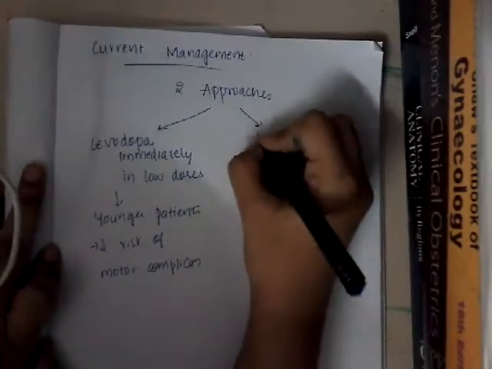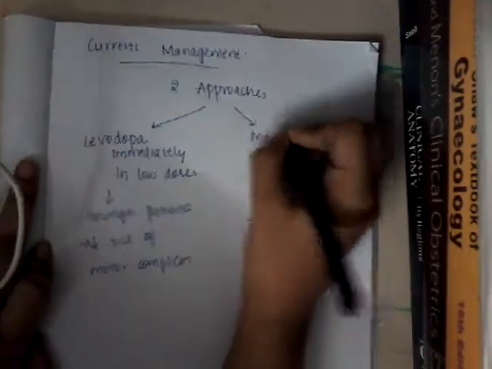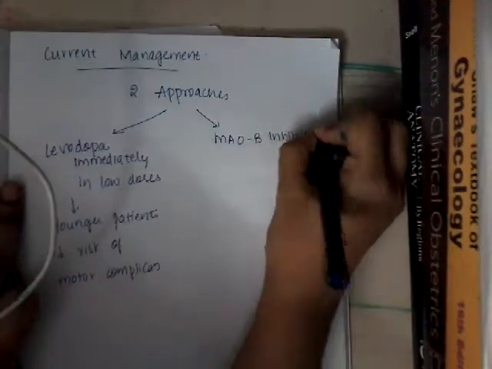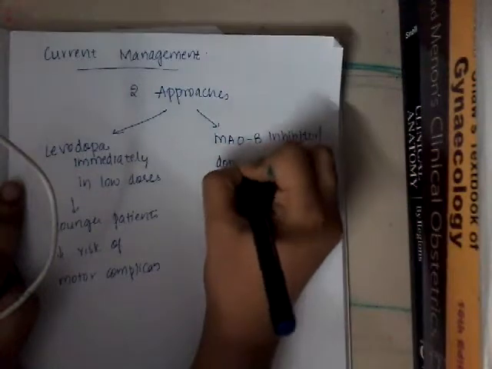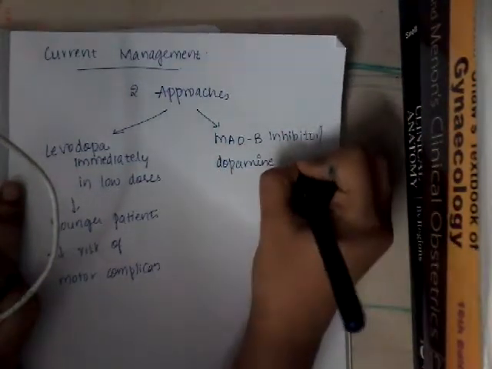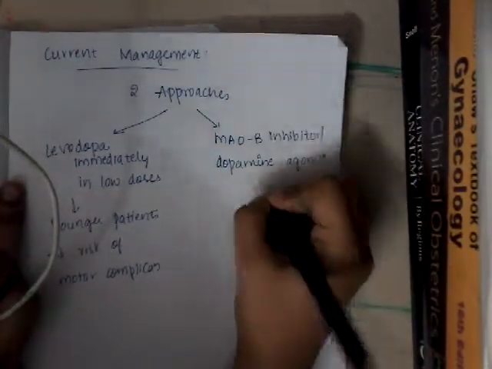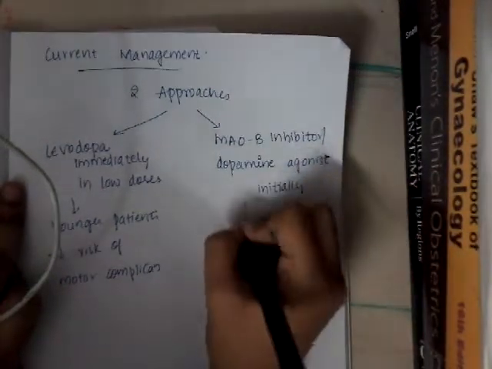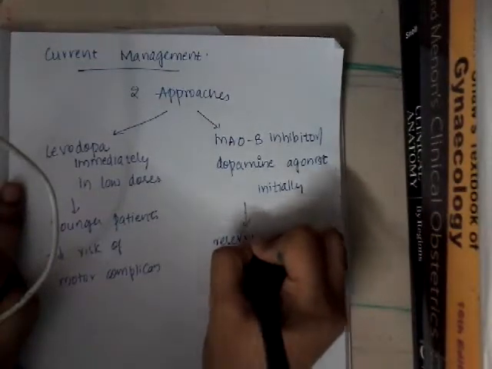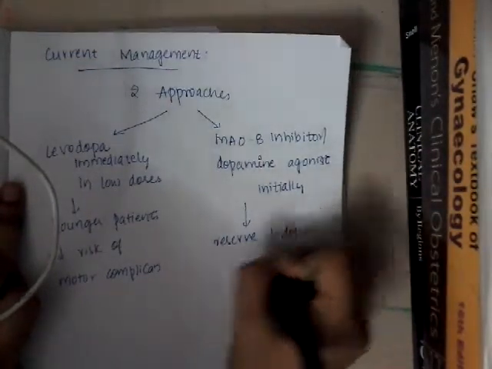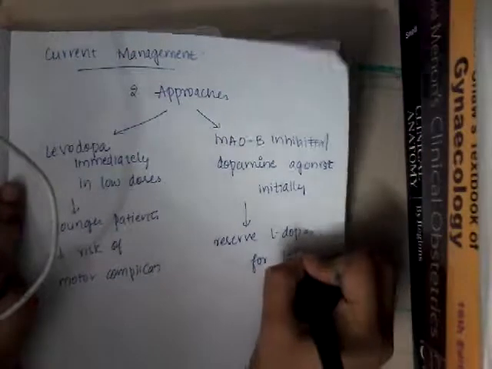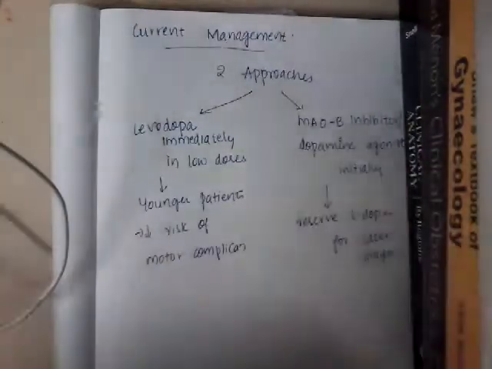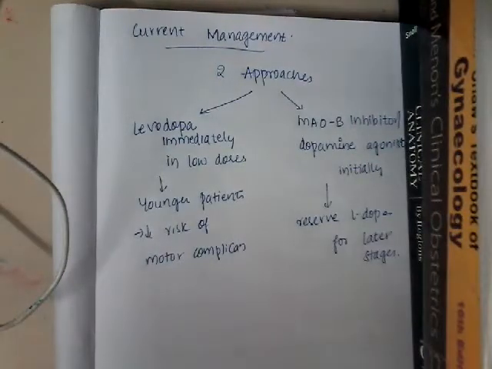And the second approach is giving an MAOB, that is monoamine oxidase B inhibitor, or a dopamine agonist initially, and then reserving levodopa for later stages. So these are the treatment options which are available for Parkinson's disease.